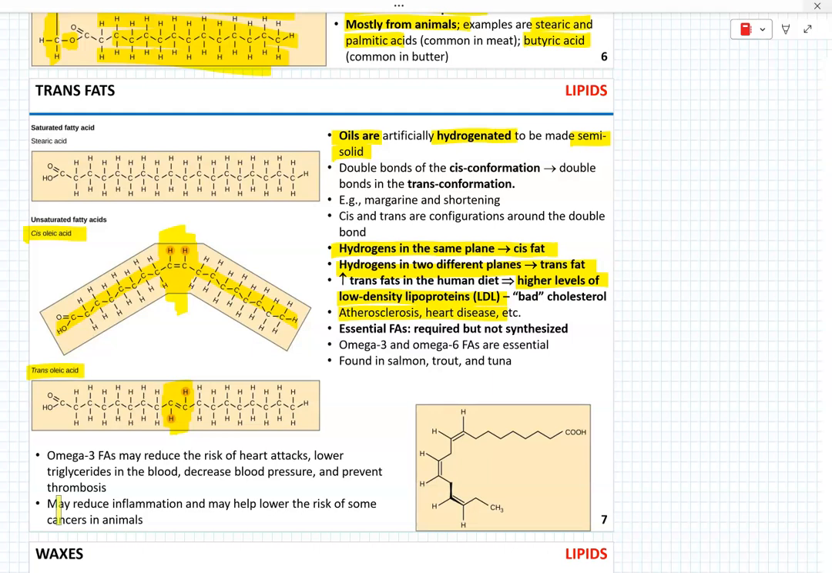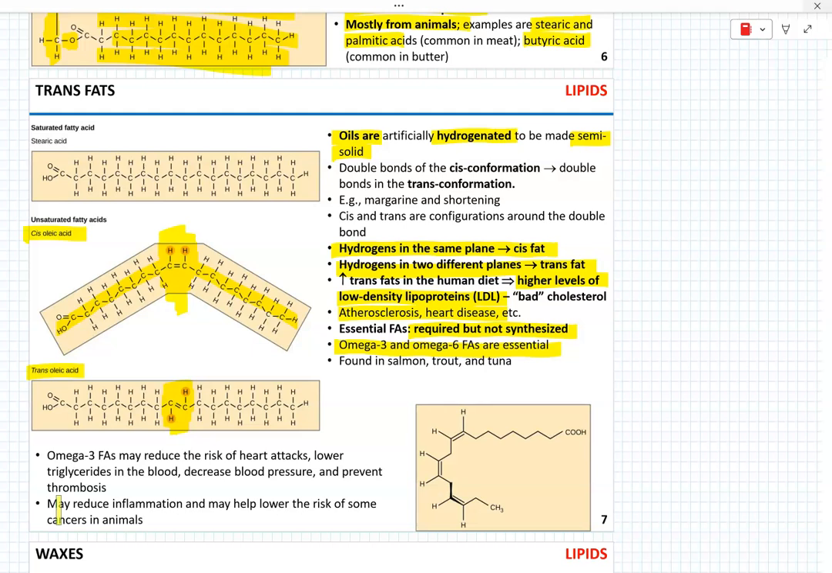So when you buy foods, make sure that it does not contain trans fats. Some fatty acids cannot be produced inside of the human body. They are still required but cannot be synthesized. The two most common categories of those fatty acids are omega-3 and omega-6 fatty acids. These are found in salmon, trout, and tuna.